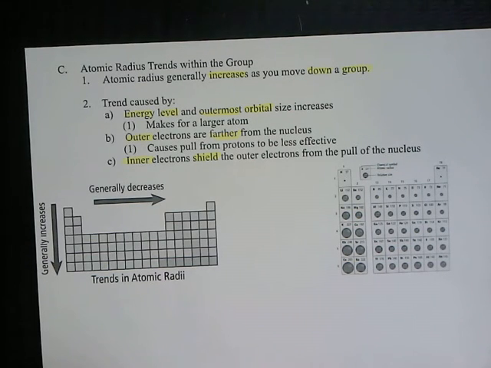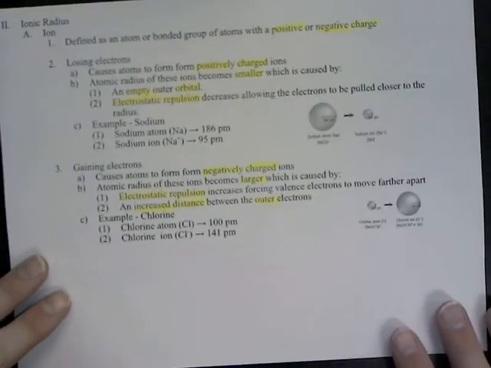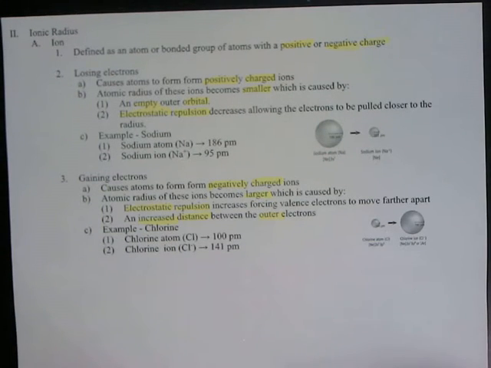Okay, so now what we need to wrap our minds around here is what happens if we take or add to the number of electrons that we have. If we take or add to the number of electrons, we end up with a positive or negative charge. And this is the definition of an ion. So an ion is just defined as an atom or a bonded group of atoms with a positive or negative charge. You can either gain or lose electrons to become an ion.